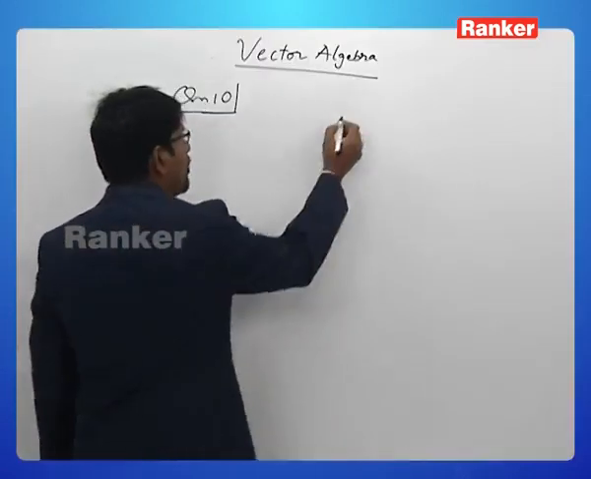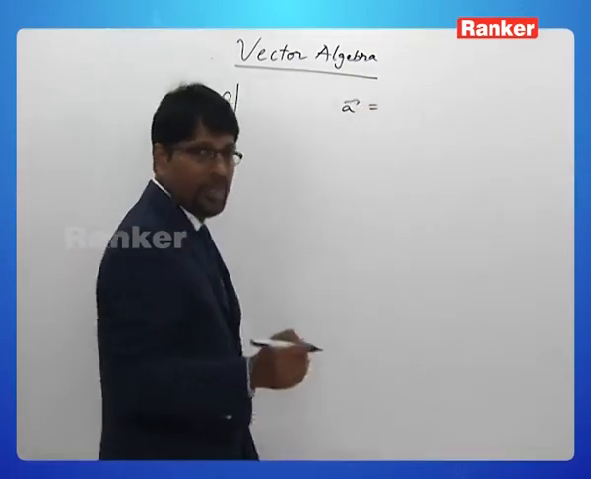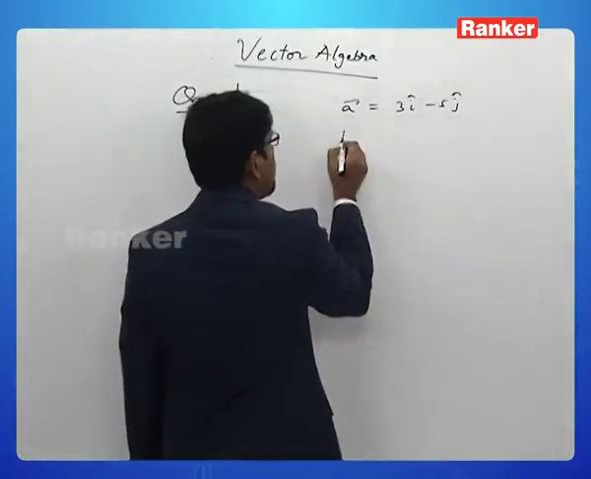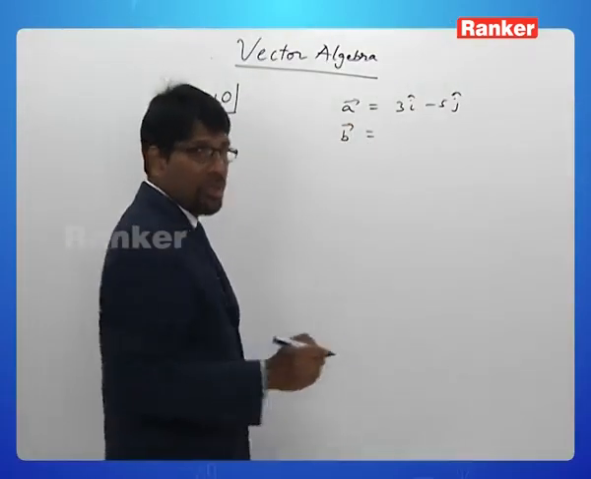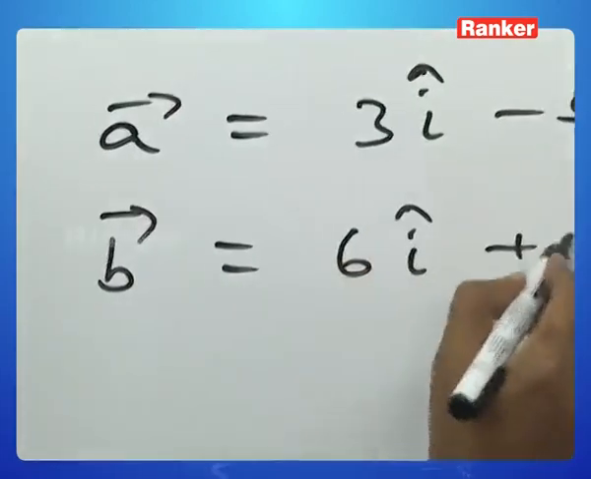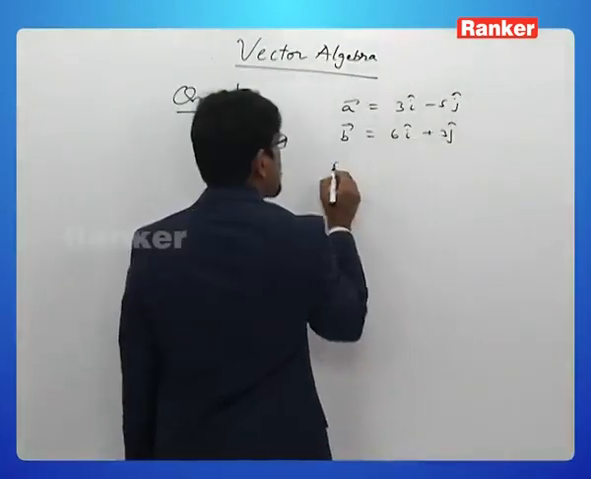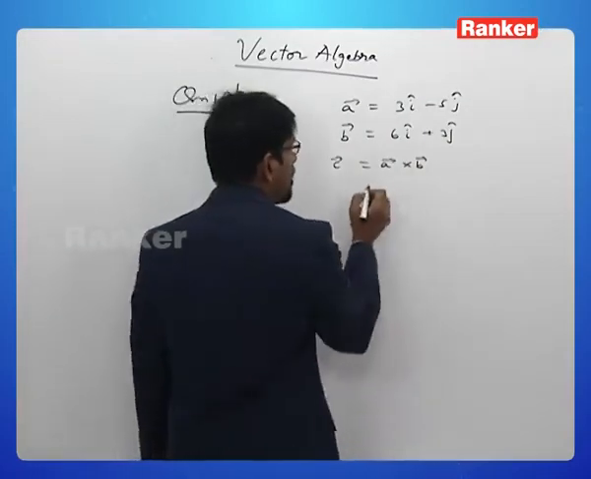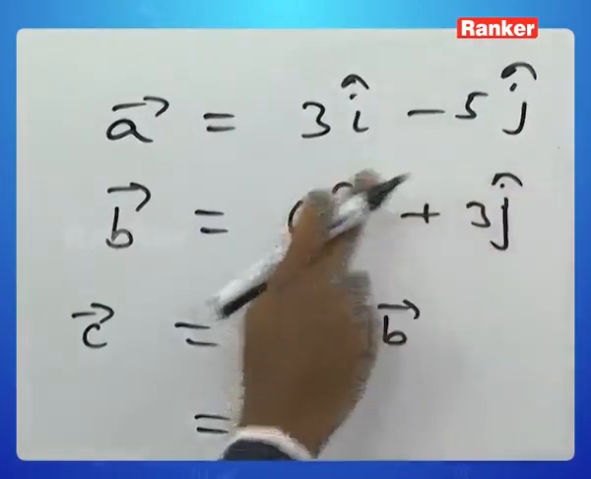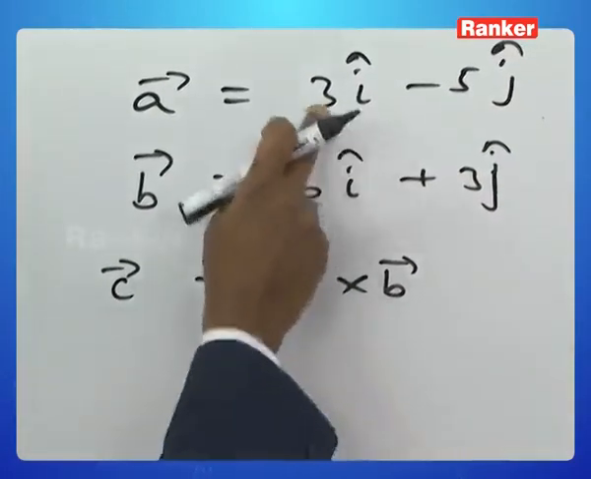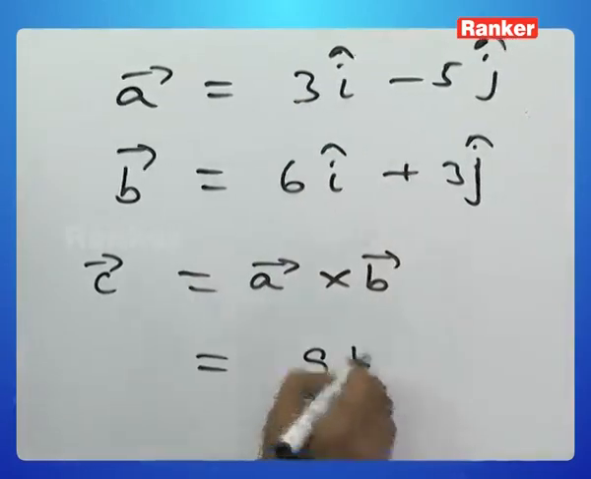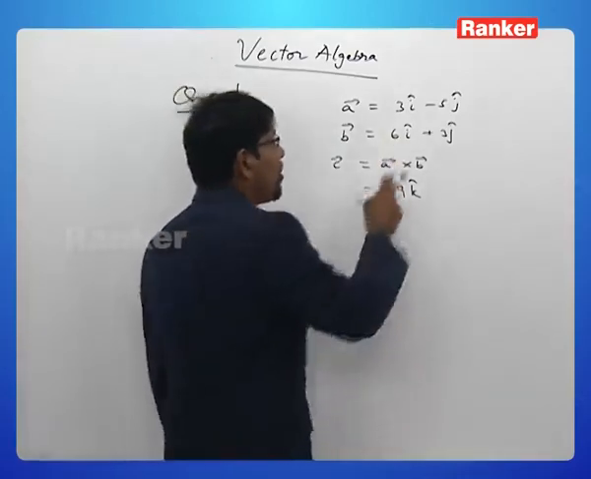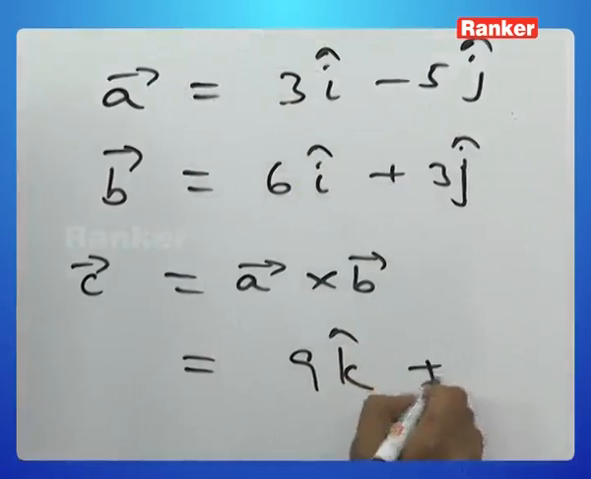Here we are given A bar to be equal to 3i minus 5j and B bar is equal to 6i plus 3j. C bar is equal to A cross B. So let's find out C bar first. 3i minus 5j cross product with this: i cross i will be 0, i cross j is k, so we'll get 9k. j cross i is going to be minus k, so minus 30 into minus k, that makes it plus 30k.